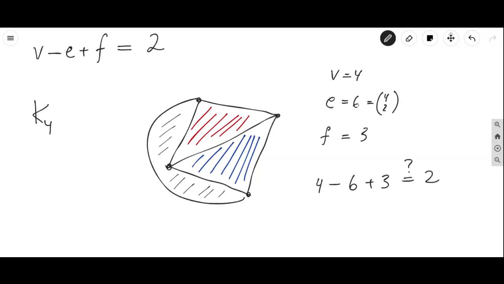Is this equal to 2? Let's check. It's supposed to be equal to 2. So we have 4 plus 3 is 7, minus 6, and we get 1 is equal to 2. And that is not true. Something does not work out. What went wrong?